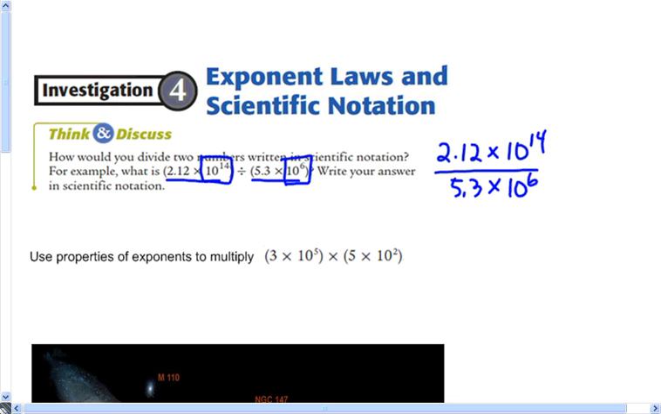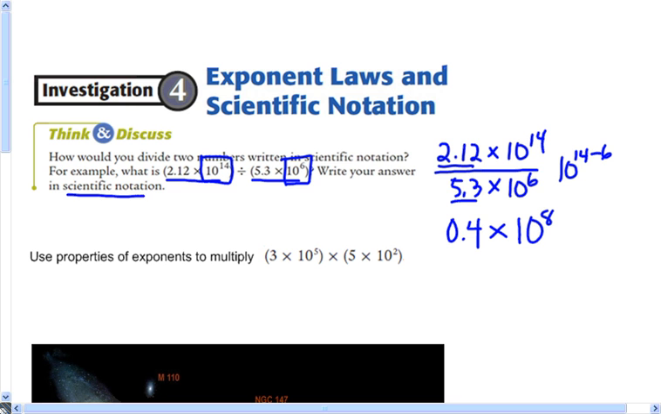All right, to do this, I can just divide the 2.12 by the 5.3. So I'm going to go ahead and do that. 2.12 divided by 5.3 is equal to 0.4. And then I'm going to divide 10 to the 14th by 10 to the 6th. To do that, all you have to do is subtract the exponents. So 14 minus 6 is 8. So our answer, the equivalent of 2.12 times 10 to the 14th divided by 5.3 times 10 to the 6th, is 0.4 times 10 to the 8th.